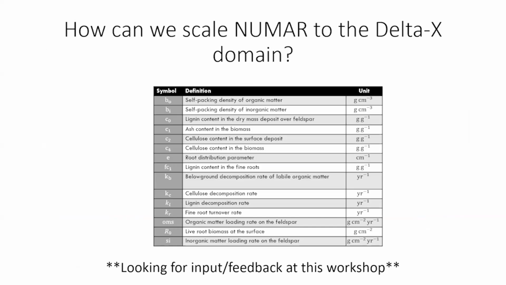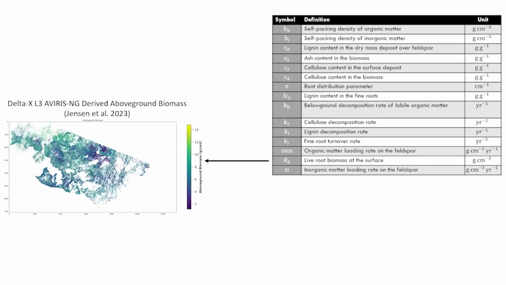Again, at JPL, we do a lot of remote sensing, so we're trying to see how we can scale these using remote sensing products and how we can find these model inputs across the landscape. So to do that, we've taken a first stab at running the NUMAR model across these 2 Louisiana basins. One product that we're using from Delta X is the AVIRIS-NG, which is a hyperspectral airborne instrument. We've derived above ground biomass from that.